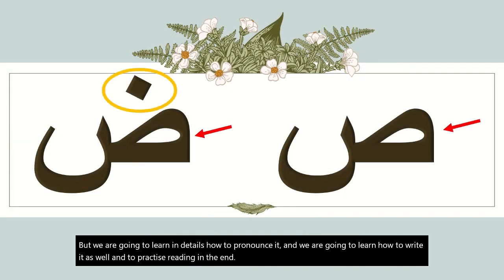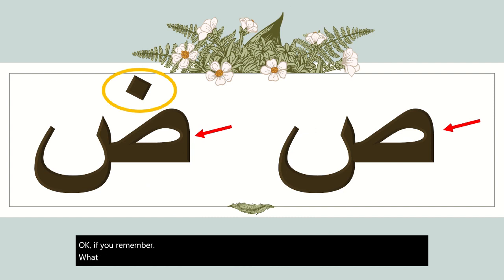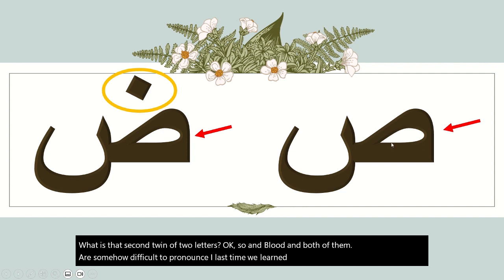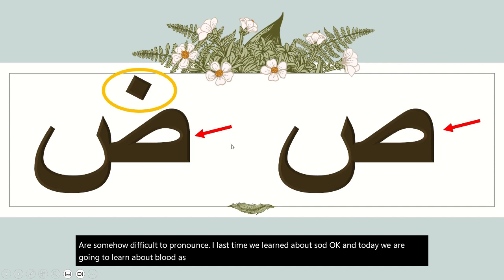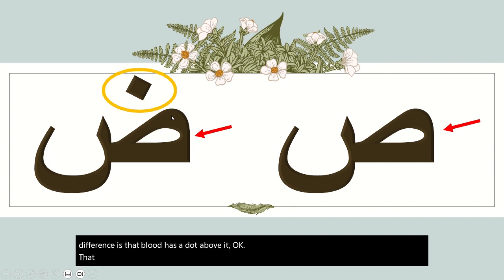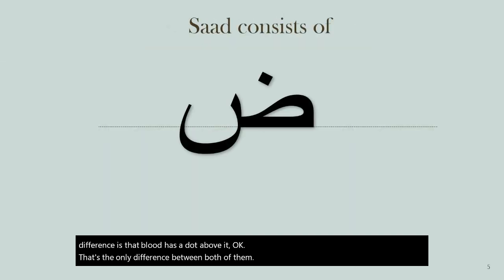Okay, if you remember, Daad is the second twin of two letters, Sad and Daad, and both of them are somehow difficult to pronounce. Last time we learned about Sad, and today we are going to learn about Daad. As you can see here, they have the same main shape. The only difference is that Daad has a dot above it. That's the only difference between both of them.